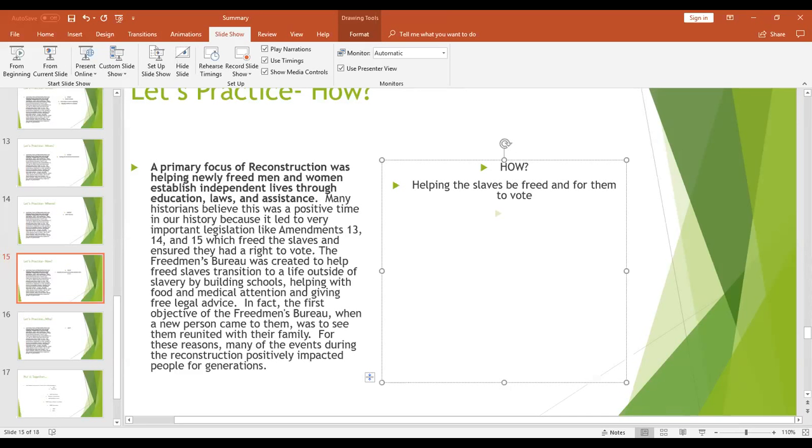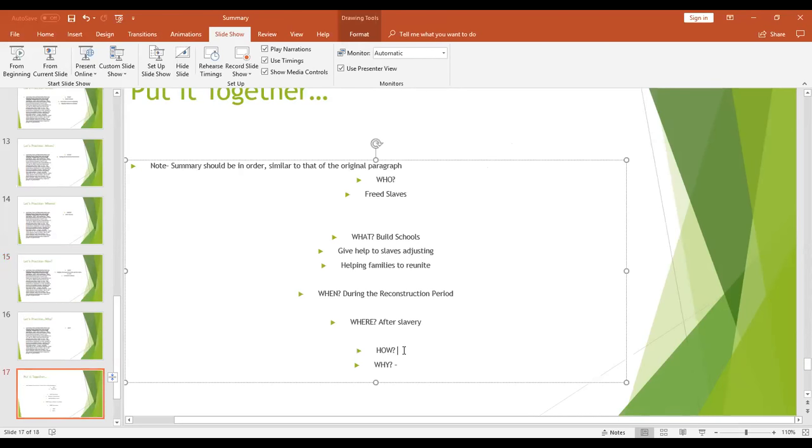Also, remember if you look here, they have the Freedmen's Bureau. You could tell this is some type of organization because it's in capital letters, which is where they were trying to help reunite people with their families. So we'll write that down too. Okay, so this is how. Reconstruction, positive.